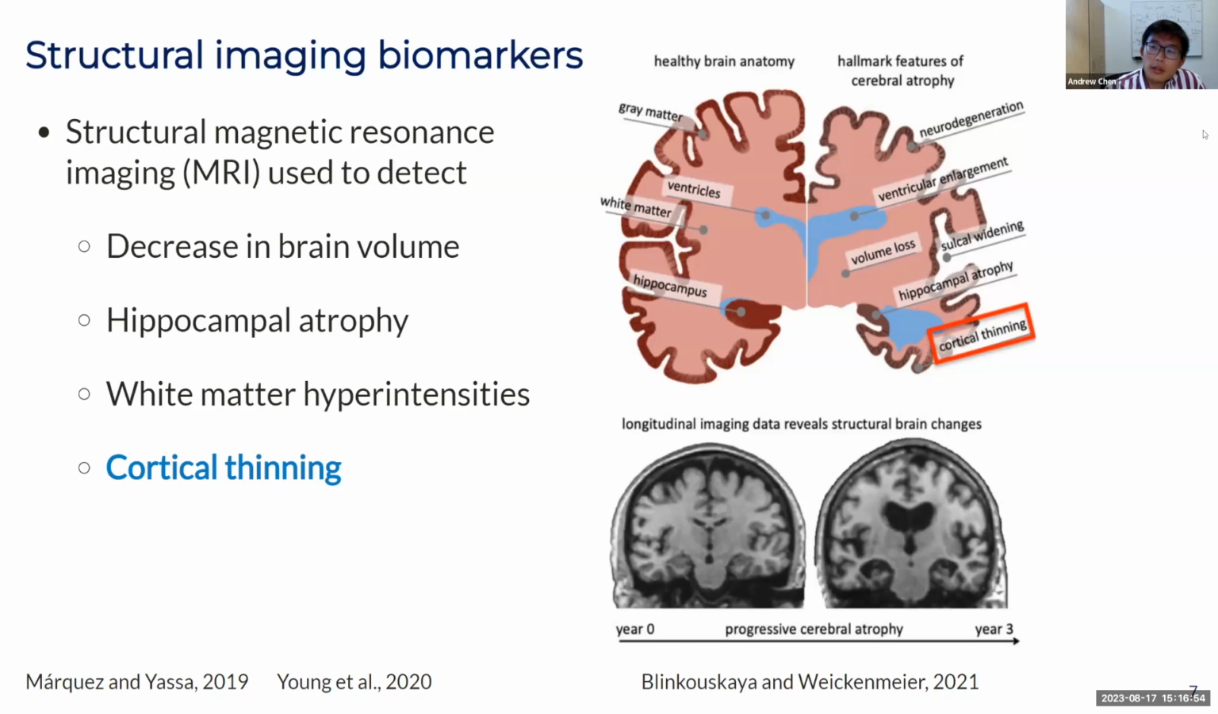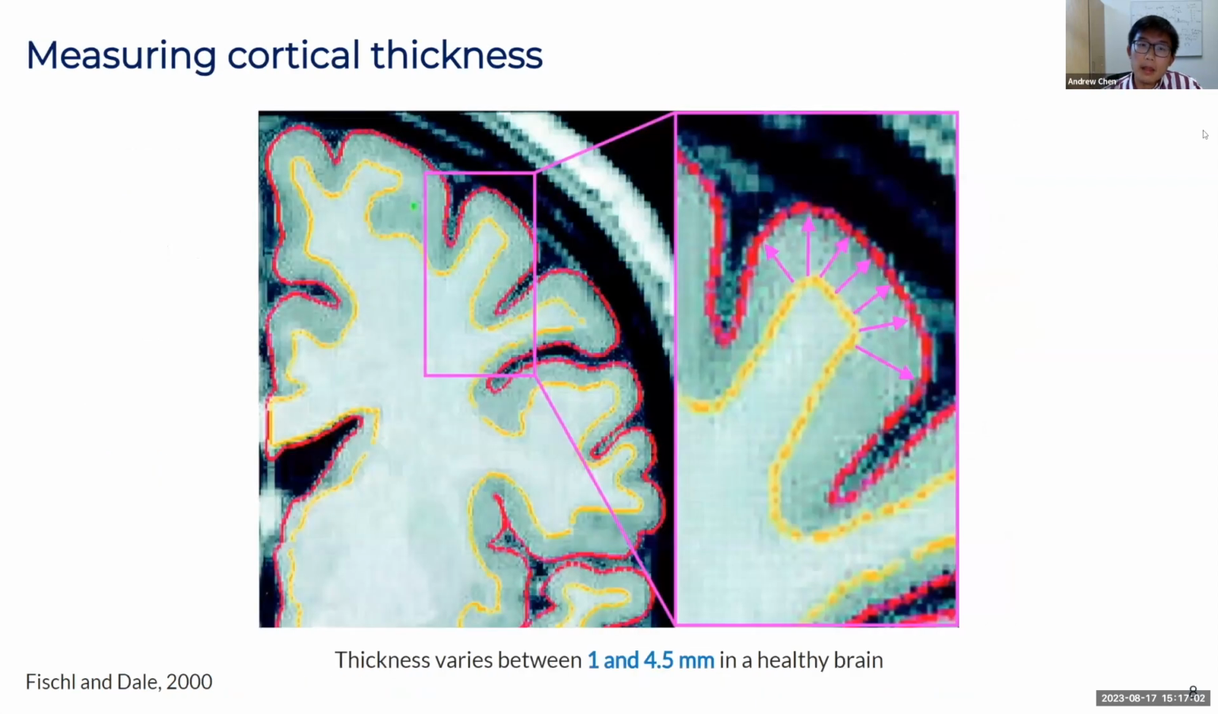So to define cortical thinning, I'm going to explain how we measure cortical thickness. And that's just the thickness of the outer layer of gray matter in the brain. Typically, this has been done using automatic methods. I'm highlighting a figure from an early paper that quantified cortical thickness, showing that we use quantitative measures to, first of all, segment the gray matter on the outer layer, and then approximate the thickness at various regions of the brain.